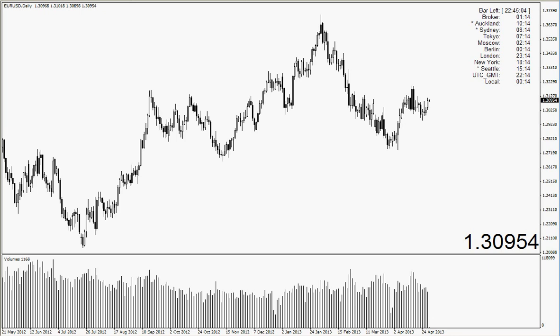Here we are with the EURUSD daily chart candlestick, trading on Tuesday morning, Tuesday the 30th April 2013. Meanwhile it is 0:14 Central European time, London Monday evening 23:14, New York Monday 18:14 in the evening. We are trading at 1.3095 right now.